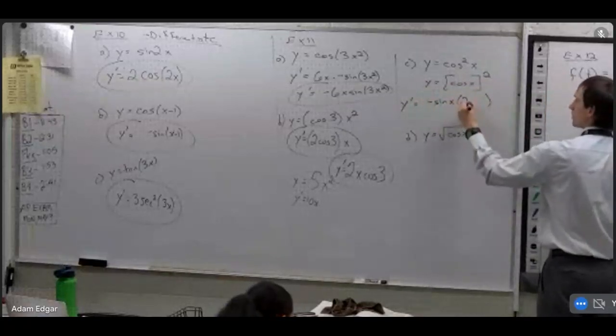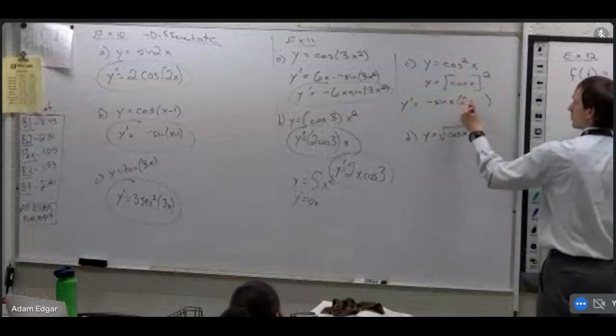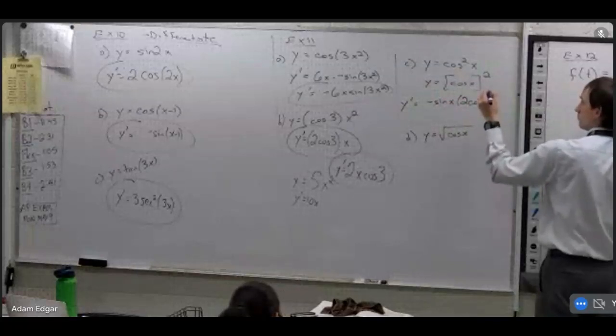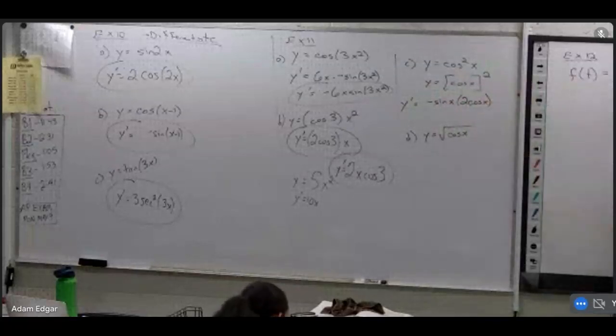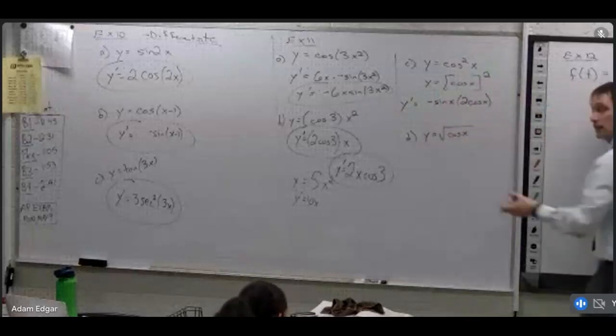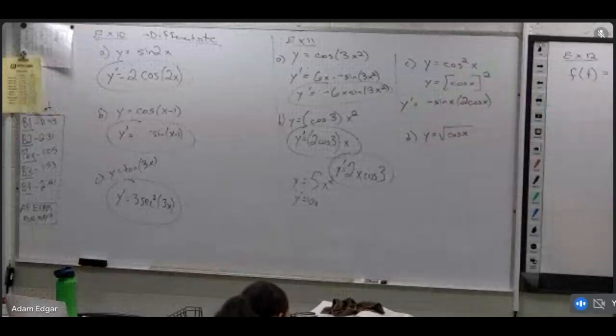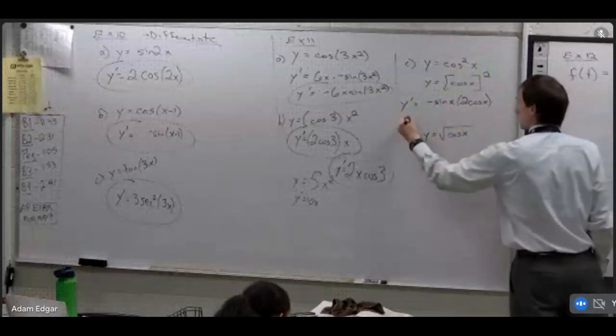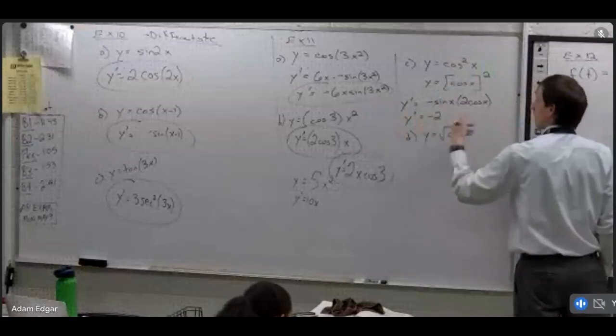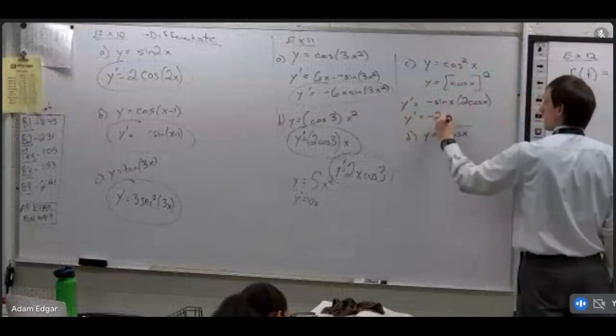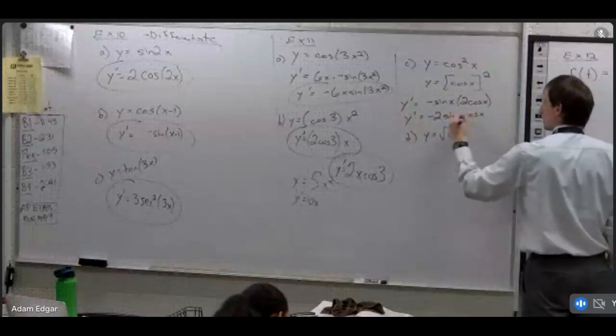Times 2 times the inside, which is 2 times cosine of x to the first, which you don't need to write the exponent. And then if you want to leave it like this, sure, it looks a little weird, but that's fine. If you want to rearrange the factors, say this is negative 2 on the outside of all my trig functions, and then I have a sine of x and a cosine of x. And that's cool.